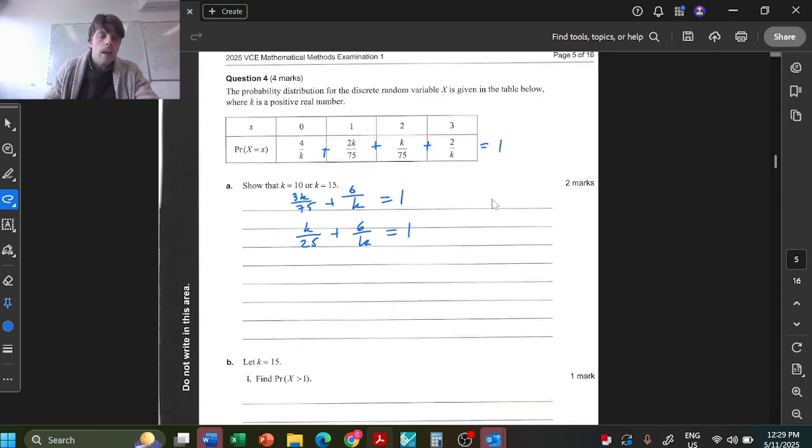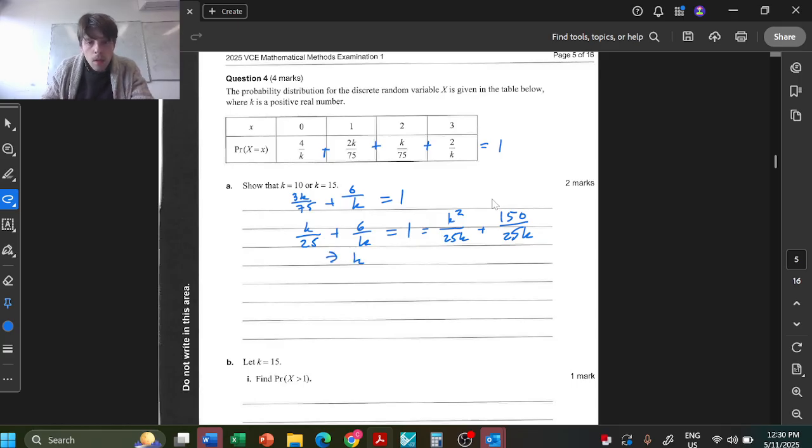Next up, we can try and work out how we can solve this. What I might do here is make them both have the same denominator. So that's going to be equal to k squared over 25k plus 6 times 25, which is 150, over 25k. My idea here is I want to make both fractions have the same denominator just to make it easier for myself. Then because they both have 25k as their denominator, I can just multiply both sides by 25k, and then I could make one side equal 0.